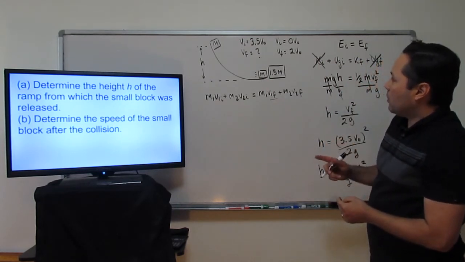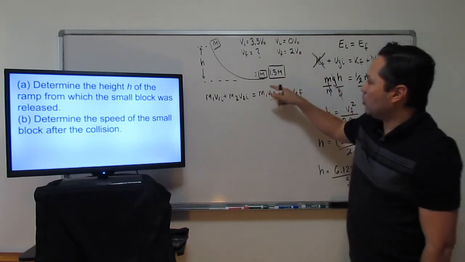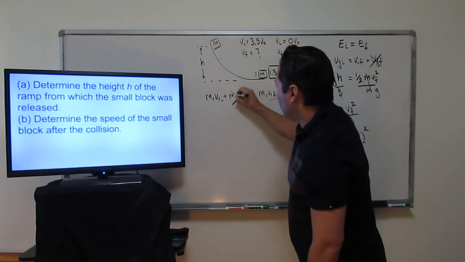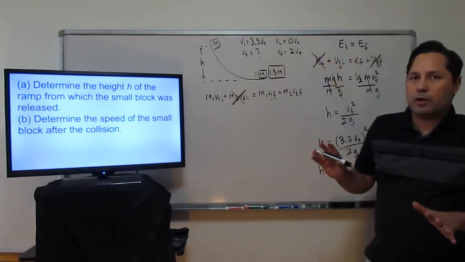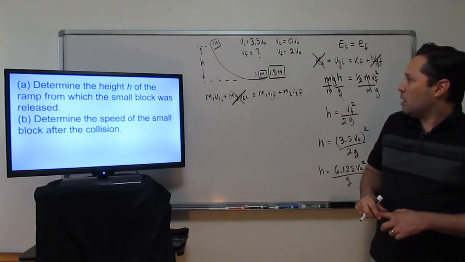Alright, what can we get rid of from here? Initial velocity of the larger block. That one had an initial velocity of 0, so I'm going to go ahead and get rid of that. This had no velocity, it was at rest, the larger block. So now, let's go ahead and work.